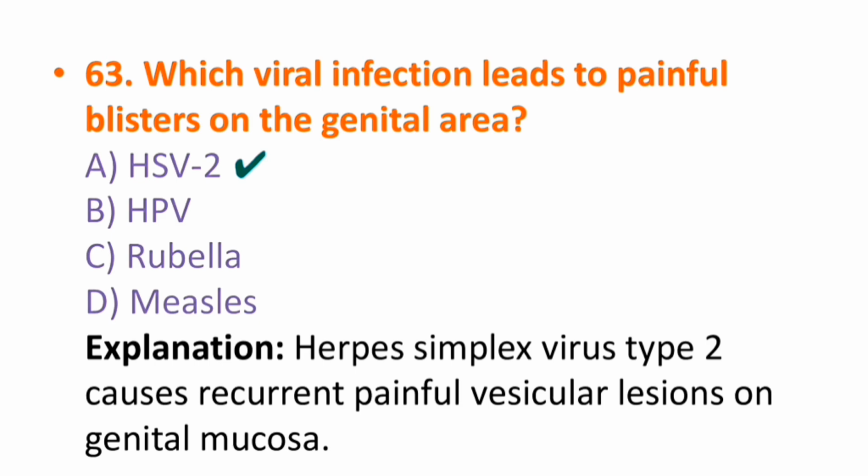Which viral infection leads to painful blisters on the genital area? Option A, HSV2, option B, HPV, option C, rubella, option D, measles. The correct answer is option A. Herpes simplex virus type 2 causes recurrent painful vesicular lesions on genital mucosa.